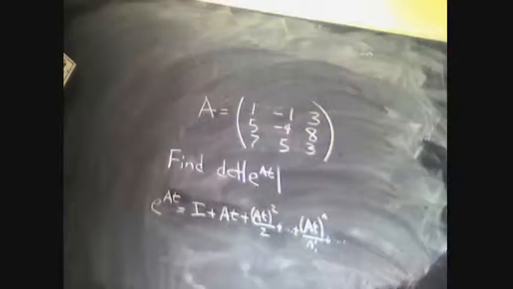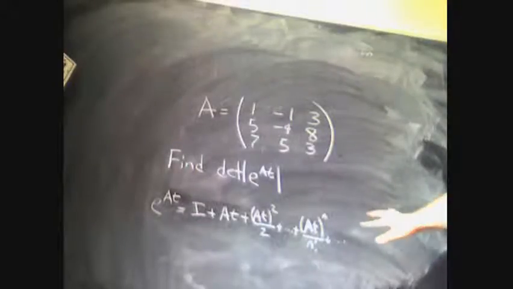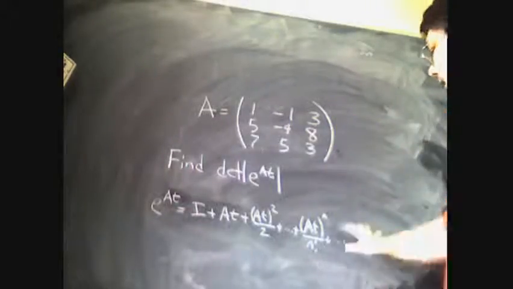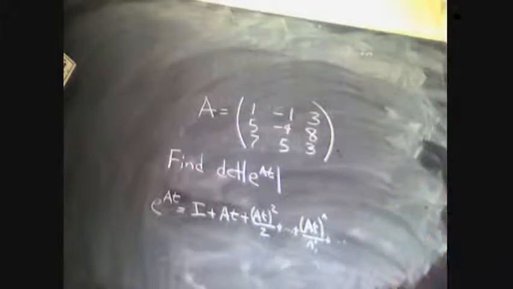But how the heck do we find the determinant of that thing? I mean, these are not nice numbers, and there's no way we're going to be able to easily compute At to the n for very large powers of n. So, what can we do?